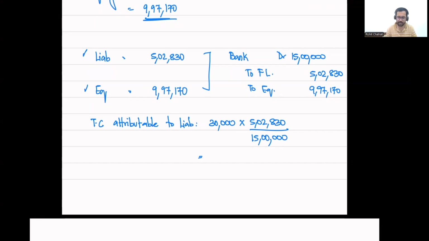All right, so it's going to be equal to 10,057. 30,000 multiplied by 5,02,830 divided by 15 lakhs is going to be 10,057.